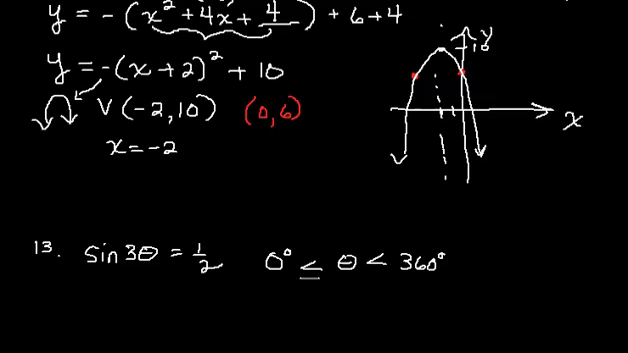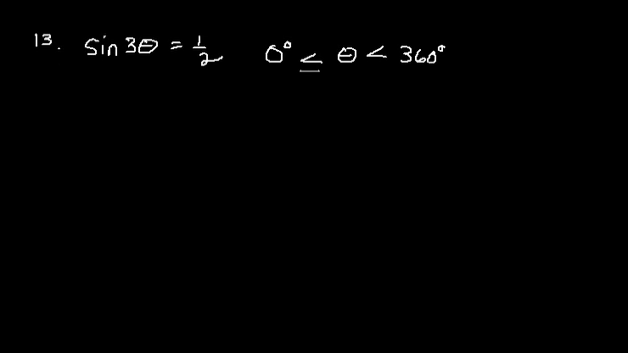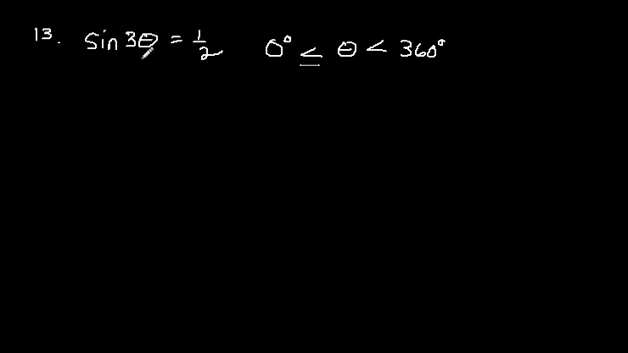Okay, let's try the next one. Sine of 30 equals 1/2. So you can replace the sine of 3 theta equals 1/2. You can replace the 3 theta with x. So we get sine of x, and then we'll put it back in, equals 1/2. This should be a familiar one to you.